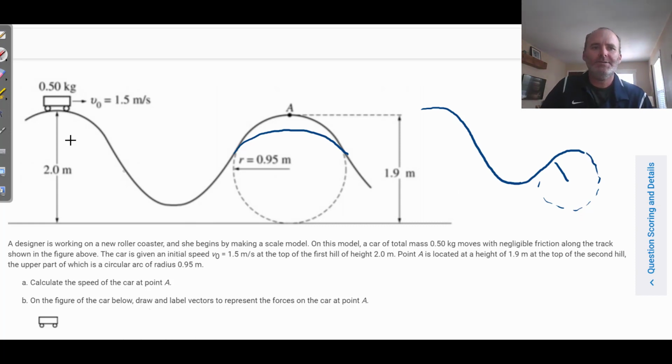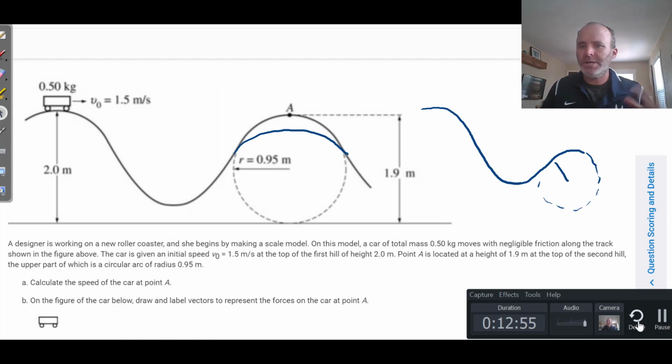All right, so this is a tricky question. Hopefully you guys were able to get it. Okay, good job, physics people.